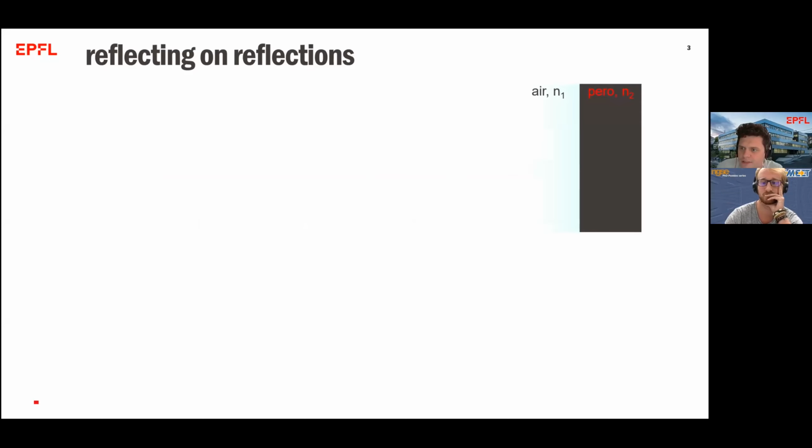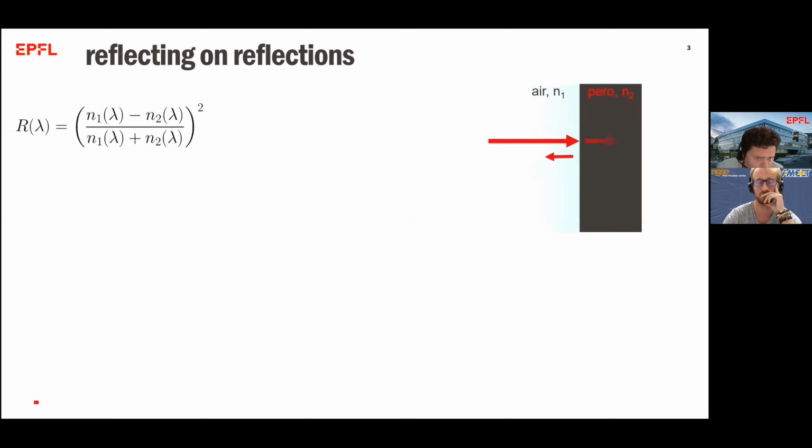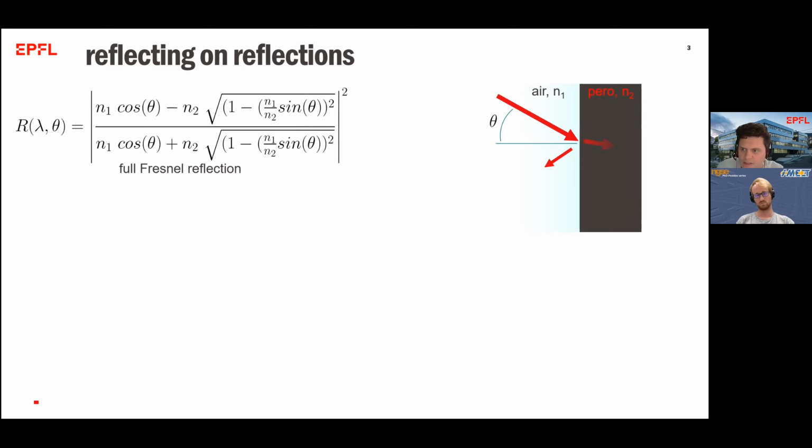On the top right side, you can see the interface between air, refractive index N1, typically around 1, and the perovskite, refractive index N2, typically around 2.5. Under normal incidence, we have a certain amount of reflection. This is described by Fresnel law. And this doesn't just happen at normal incidence, but also at different angles, and then the equations get a little bit more complicated. In the end, we always have Snellius and Fresnel law that dictate how the light propagates before and after the interfaces.